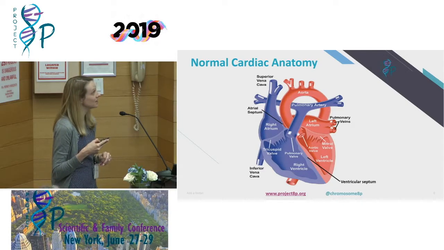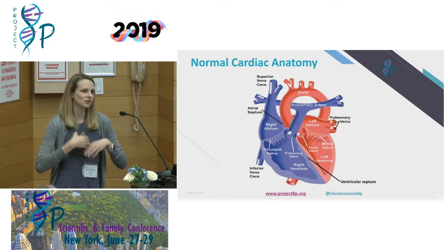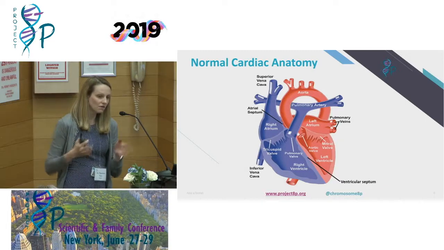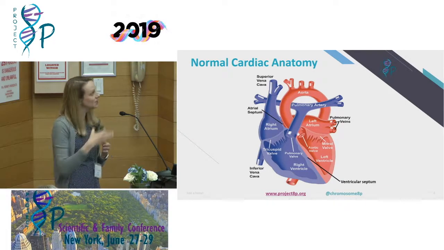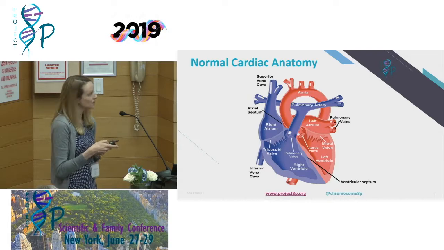So a couple important things to point out. There are valves in multiple areas here. So the tricuspid valve, the pulmonary valve is in between the right ventricle and the pulmonary artery. The mitral valve is on the left side, and the aortic valve is in between the left ventricle and the aorta. And the job of these valves is to open and let blood go forward and then close so blood doesn't come backward. So we want blood to just be continuously going in this loop in the right direction.